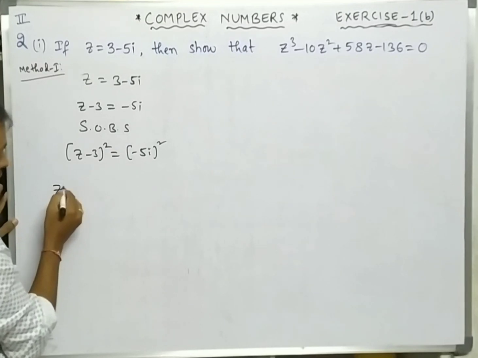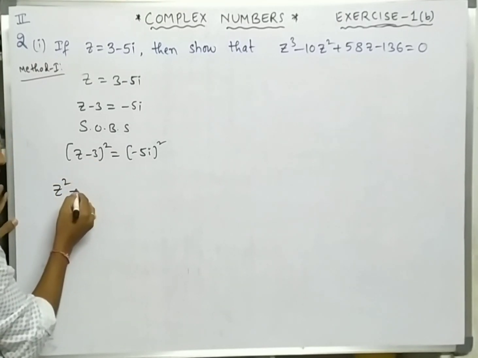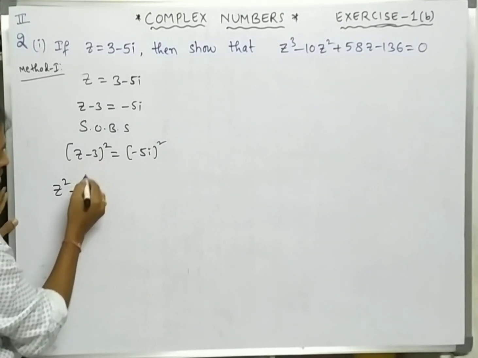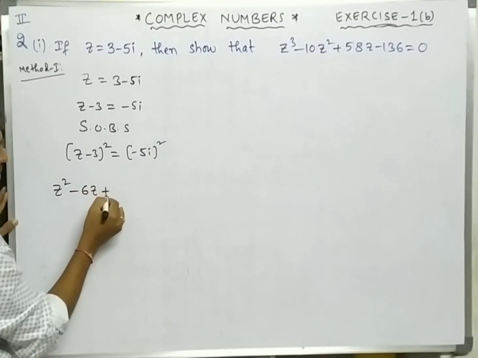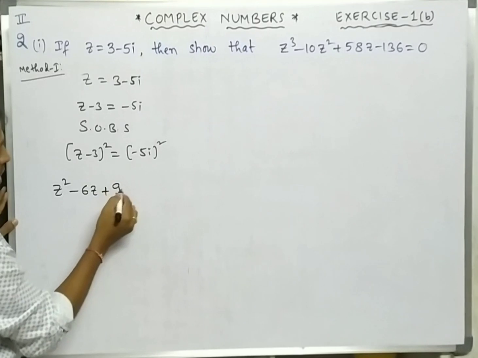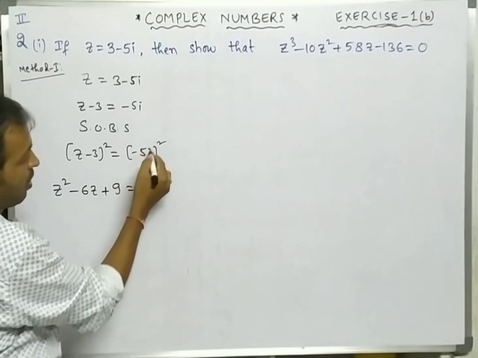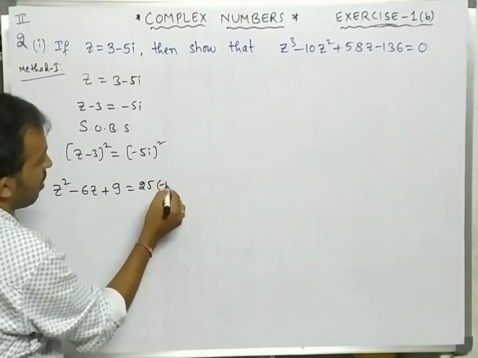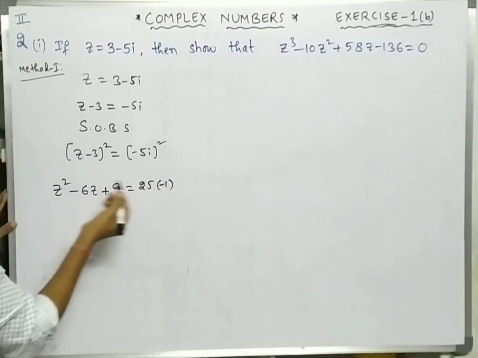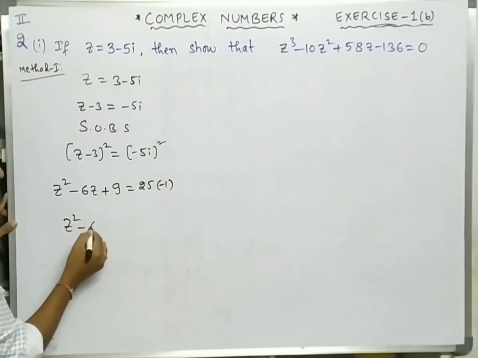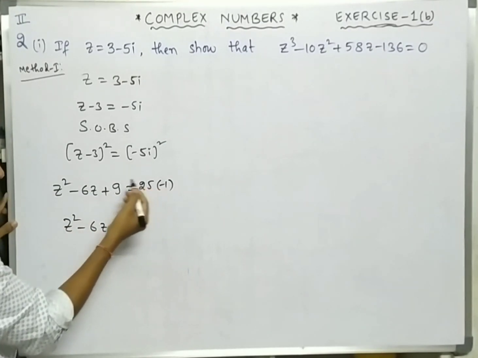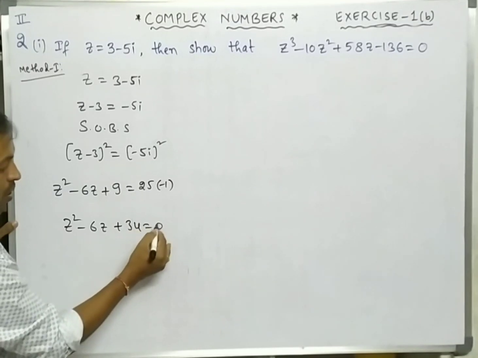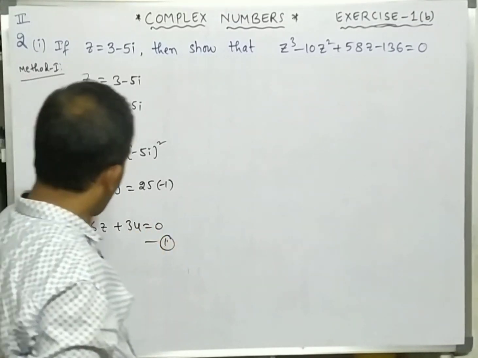Then what is this? z square minus 2 into 3 is 6z, plus 3 square is 9. Here minus 5 square, that is 25 into i square, the value of i square is minus 1. So finally z square minus 6z, minus 25 becomes plus 25, plus 9, that is 34, is equal to 0. This is equation number 1.